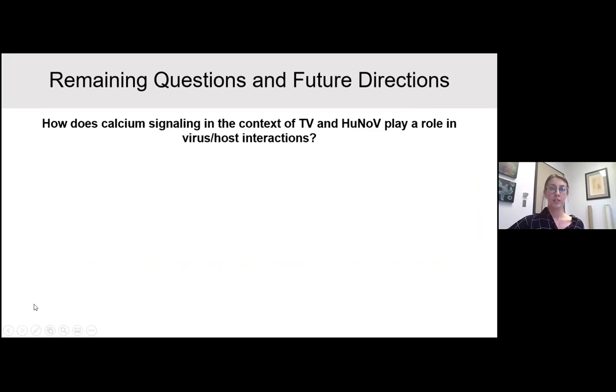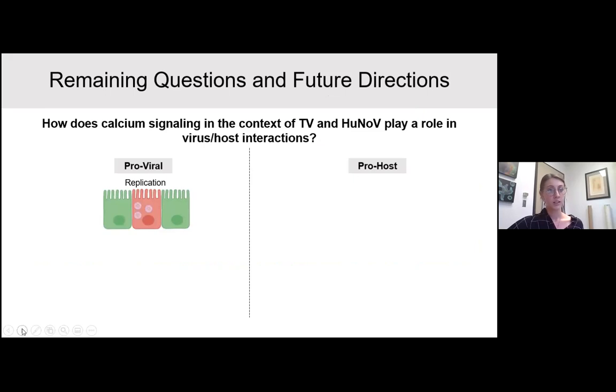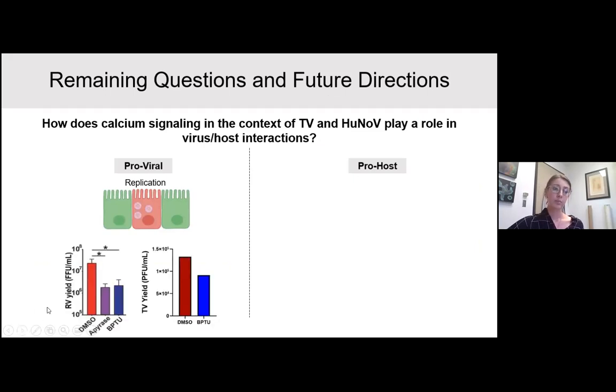So the big remaining question in the future directions is aimed at why do we care about these intercellular calcium waves in the first place, and what can they tell us about virus-host interactions? Interestingly, we were able to see that the intercellular calcium wave has seemingly contradictory, both proviral and pro-host effects. So for the proviral effects, if we look at virus replication, first in rotavirus, we know that if we degrade extracellular ADP or block the P2Y1 receptor, we see a significant reduction in rotavirus yield, and the same trend is seen with Tulane virus.